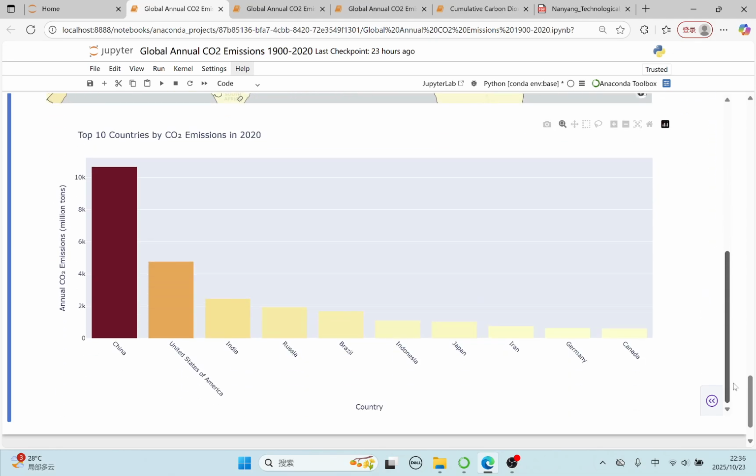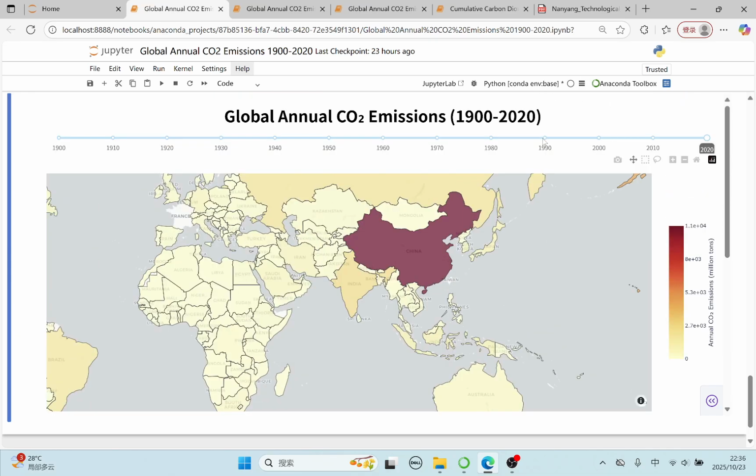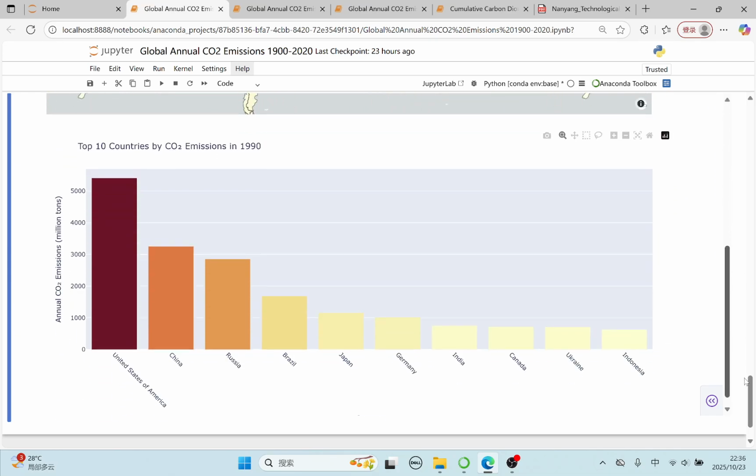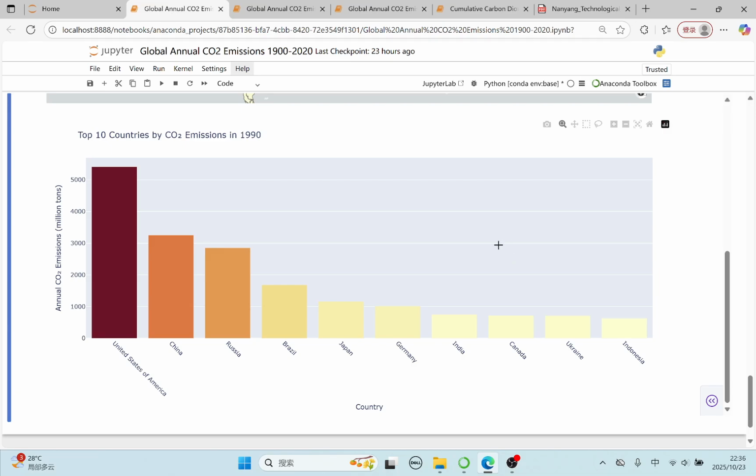Below the map, we can see a bar chart as a complement to the map. It shows the top 10 carbon dioxide emission countries for each chosen year. Usually, we focus on countries that have huge amounts of carbon dioxide emissions. So this bar chart is to help audience to see top 10 countries. At the same time, when we hover our cursor over one bar, we can see the specific data value of this country.